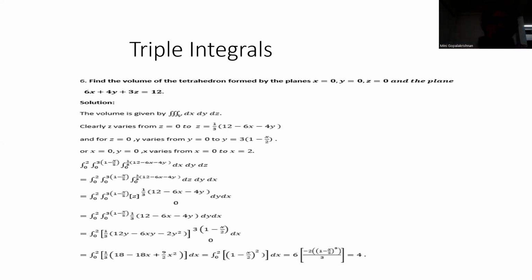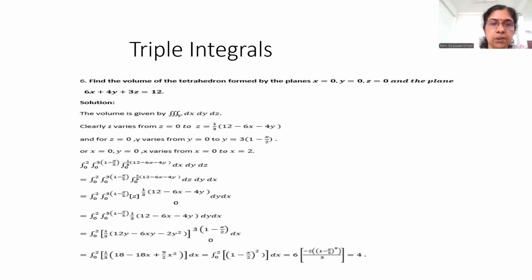Now we put all these limits in order and then continue our process of integration. So z is an inner variable, y is a middle variable, x is an outer variable. We go ahead with the integration and then we get the answer.